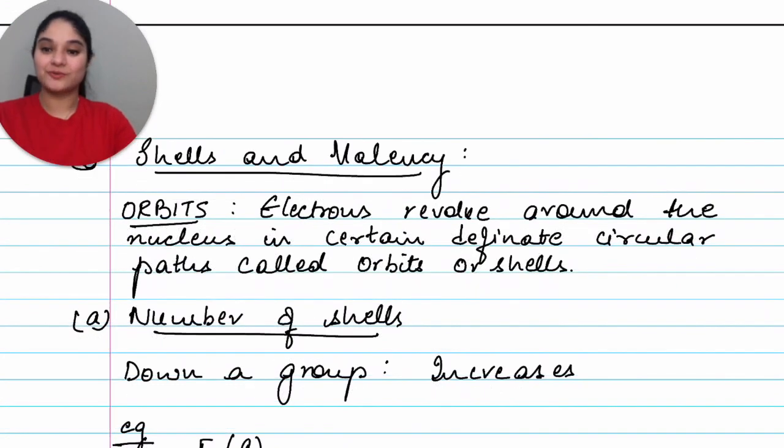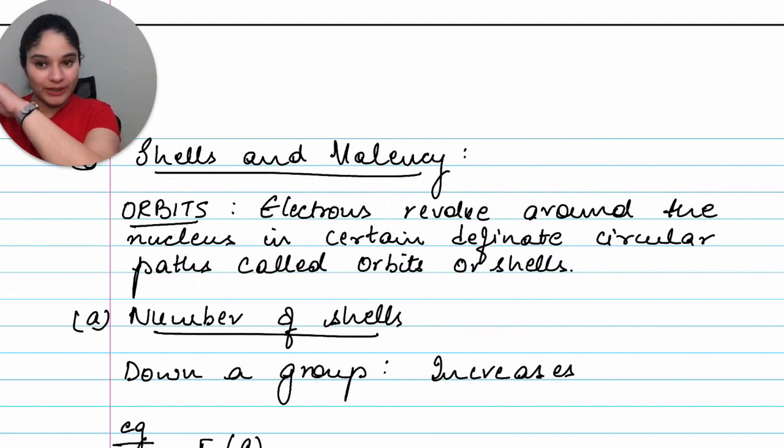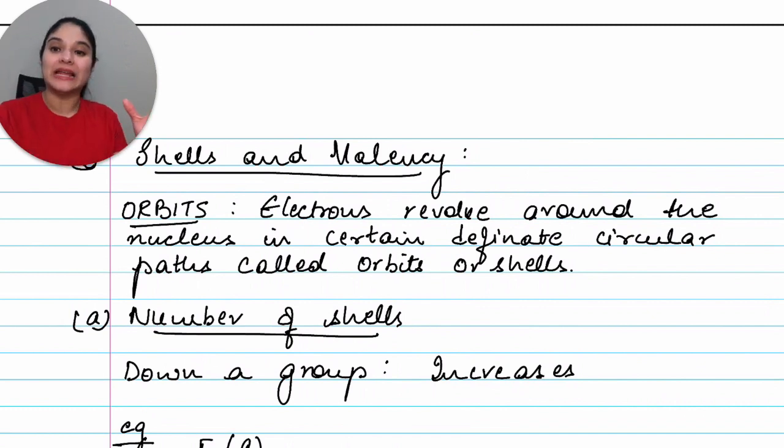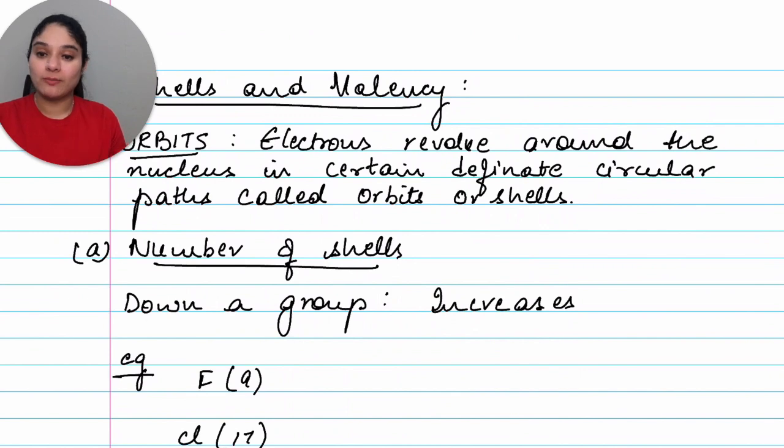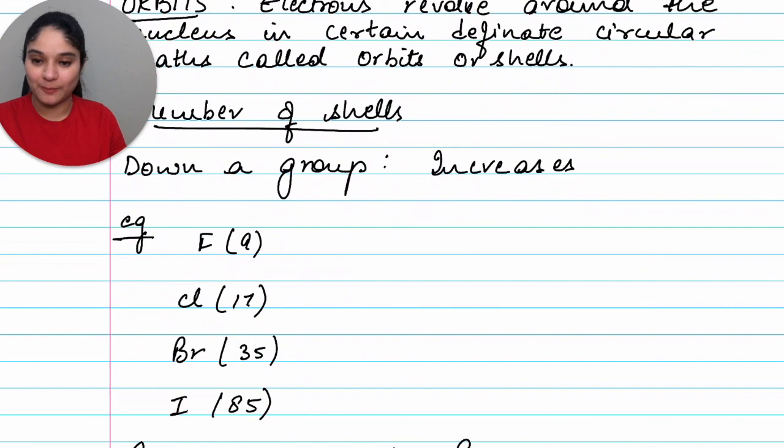Okay, so when we talk about the number of shells and we are coming down a group, the number of shells increase. If you remember, when we were talking about periods and we were going across a period, in that case the number of shells was the same. So when we talk about the group, let's take a look at a couple of examples.